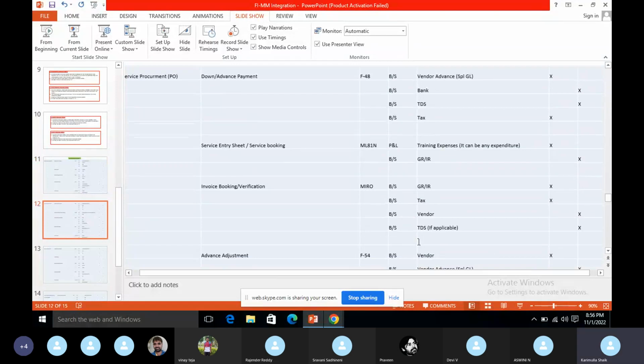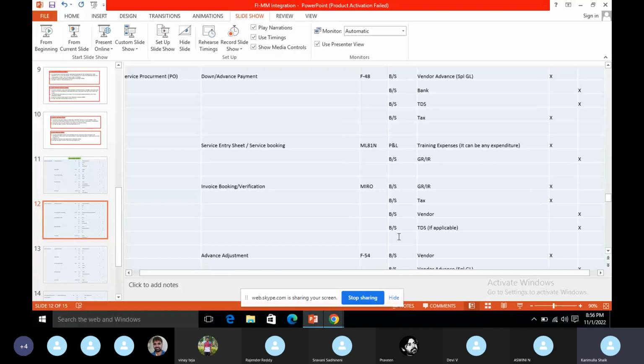Now entries for service procurement. Almost the same entries. For advance payment, it will be vendor advance special GL debit, GST account debit to bank account credit. For the service entry, instead of MIGO, we get the service entry sheet, which is ML81N, and the entry will be related to service. So any kind of service gets debited, and the GRIR clearing account will get credited.